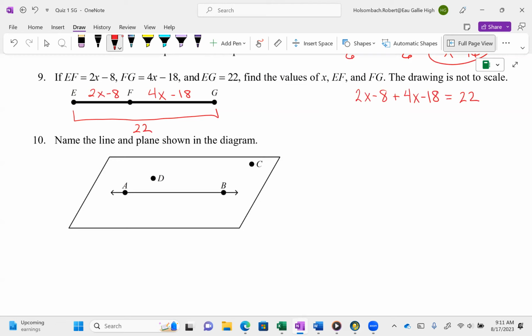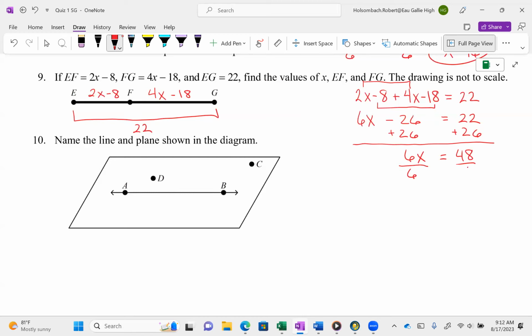So on the left-hand side of this equation, we got to combine like terms. We've got to combine the 2x and the 4x, and that gives us 6x. And then we got to combine a negative 8 and a negative 18. So in your calculator, you can take negative 8 minus 18 equals, and I get negative 26. And it's still equal to the 22. So I'm going to add 26 to each side. And 6x is going to equal 48. Going to divide each side by 6. And 48 divided by 6, our x is equal to 8.